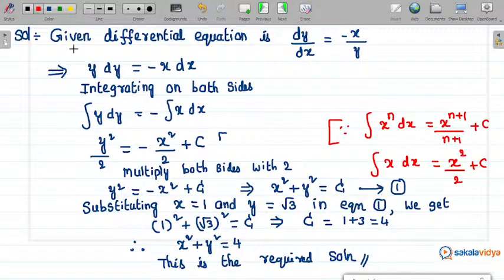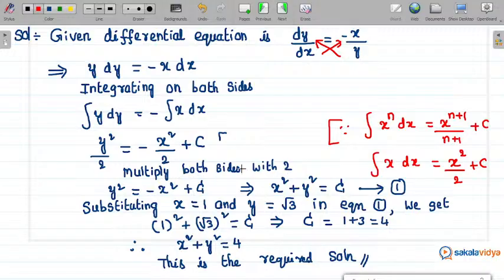See, the given differential equation is dy by dx is equal to minus x by y. By cross multiplication, we get y dy is equal to minus x dx. Integrating on both sides, integral of y dy is equal to minus integral of x dx. See, integral of x to the power of n dx is equal to x to the power of n plus 1 by n plus 1 plus c. So, integral of y dy is y square by 2 equal to minus integral of x dx, which is x square by 2 plus constant of integration.